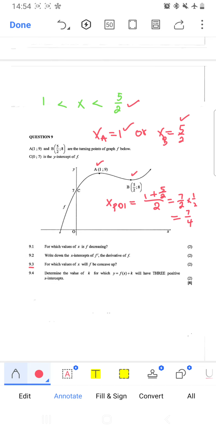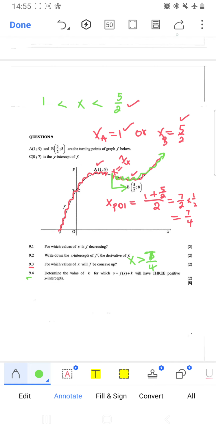So this is the point of inflection. It's going to be between the x-coordinates of the turning points, right? If we have it here at 7 divided by 4, therefore this part of the graph is concave down, and the graph there is concave up. So if we move from this point to the right, we use greater than: x is greater than 7 divided by 4, the point of inflection.